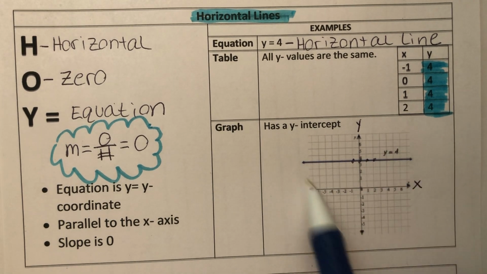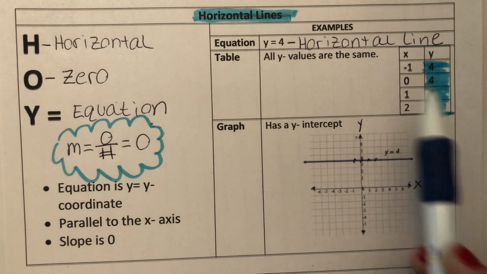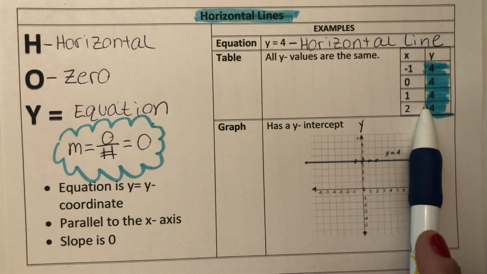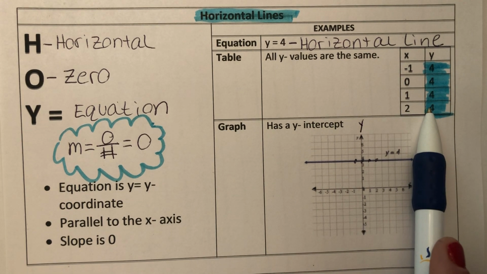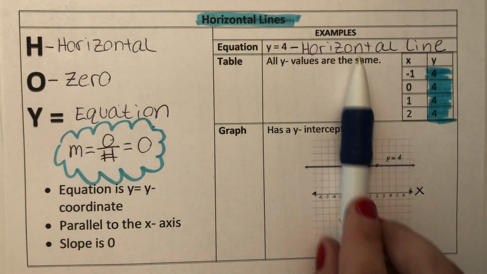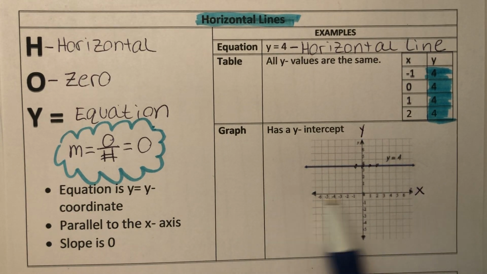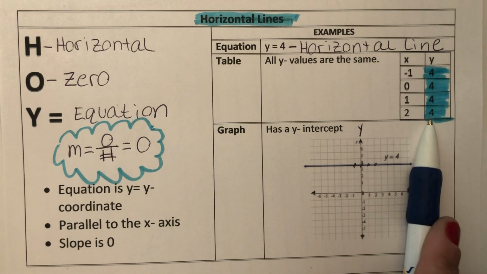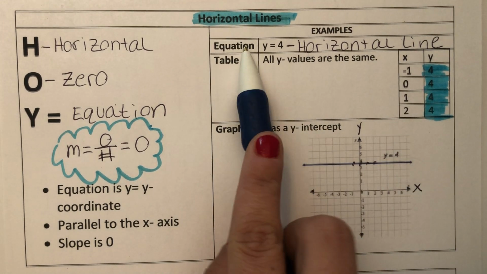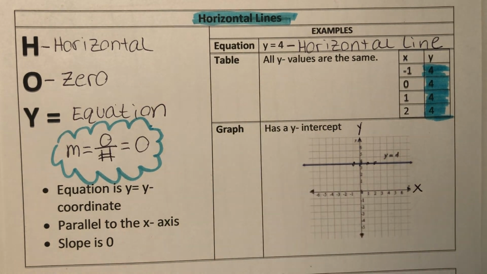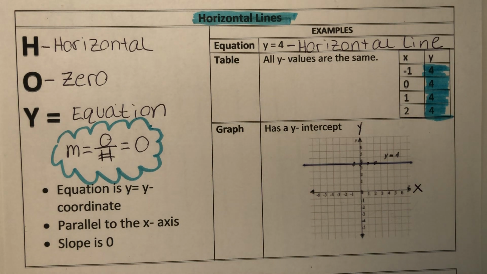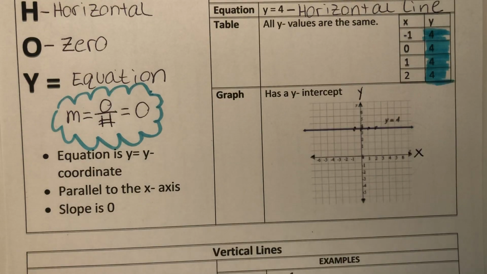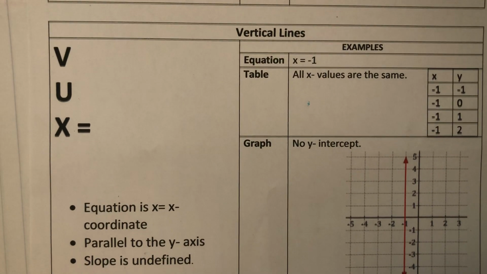We could see it visually on our graph, horizontal line. In a table, all the y values would be the same because there is no vertical change. There is only horizontal change. So remember, x is our horizontal change, y is our vertical change. And in an equation, it would say y equals 4, or y equals a number. All right, now let's talk about vertical lines.